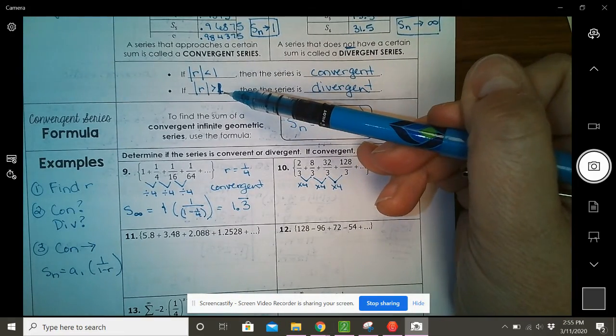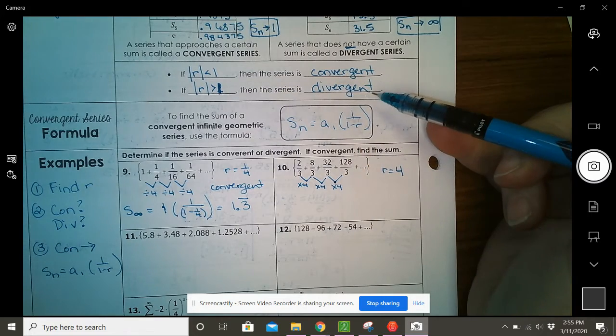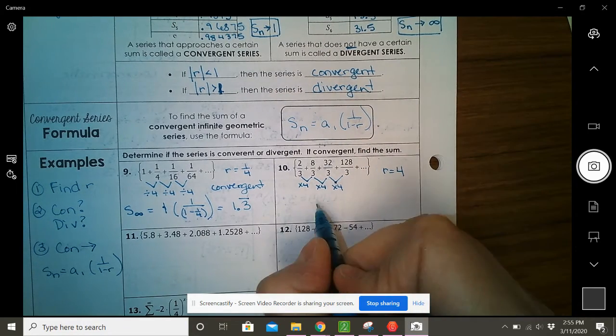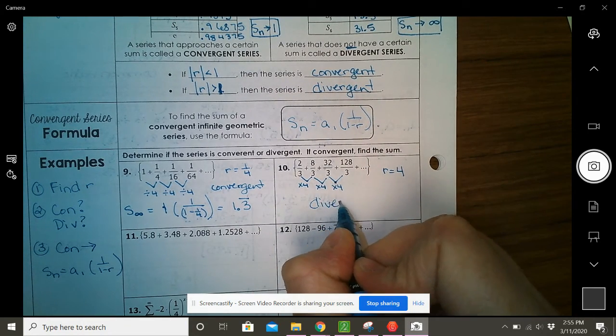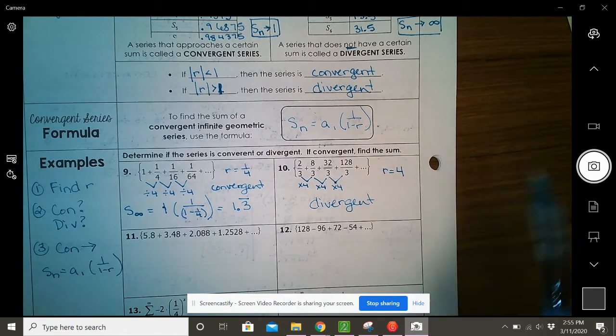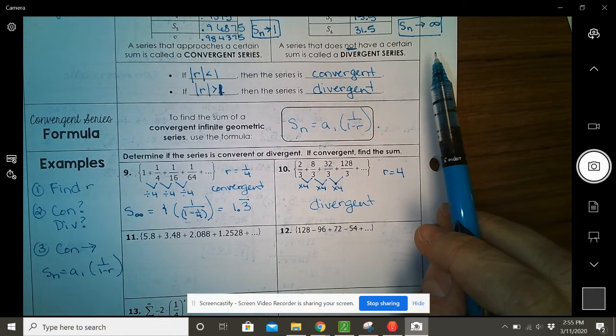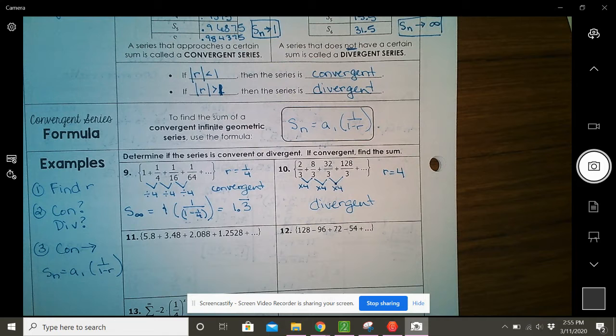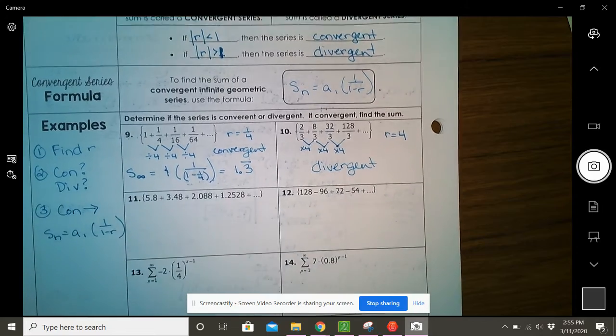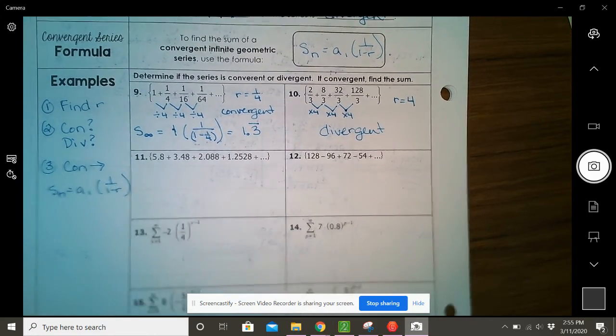Check this out. If you have an r value that's greater than 1, that is a divergent series. So this is divergent, which means its sum is not specific. So we don't need to continue with this problem. Okay, let's try number 11.